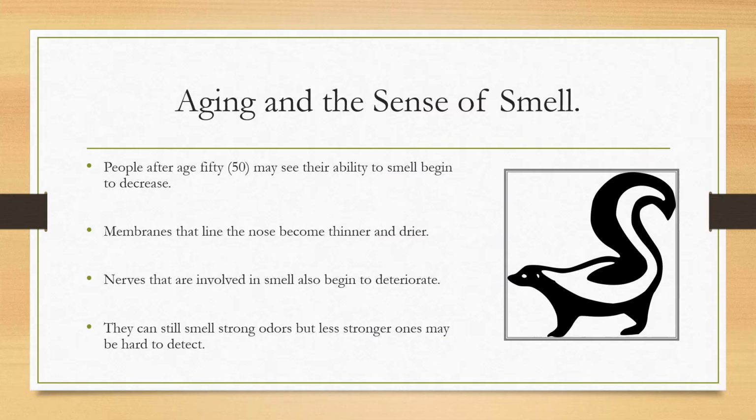Now, aging and the sense of smell. People after age 50 may see their ability to smell begin to decrease. Membranes that line the nose become thinner and drier, and nerves that are involved in smell also begin to deteriorate. They can still smell strong odors, such as possibly a skunk, but less strong ones may be harder to detect.